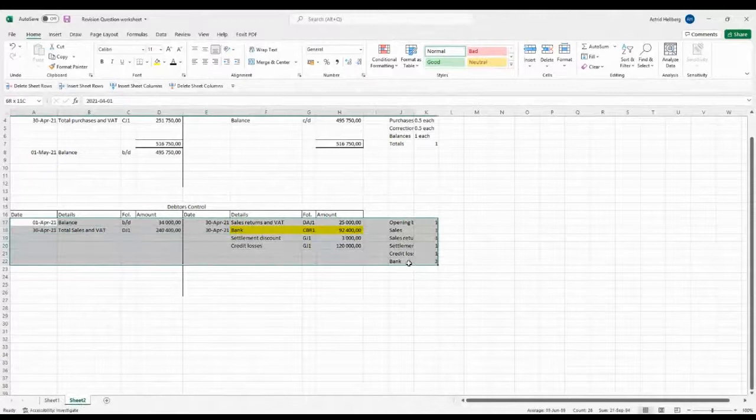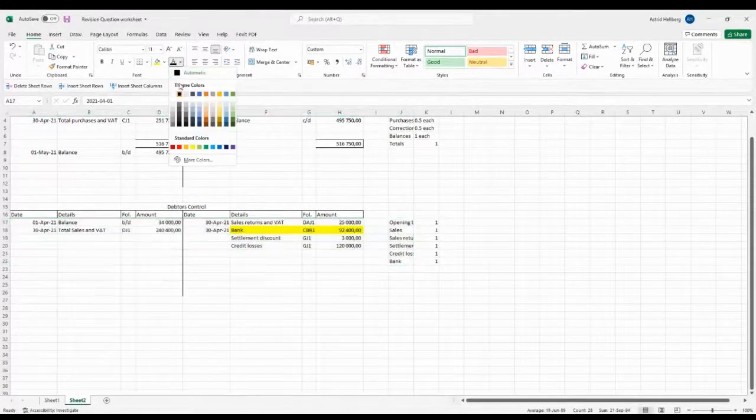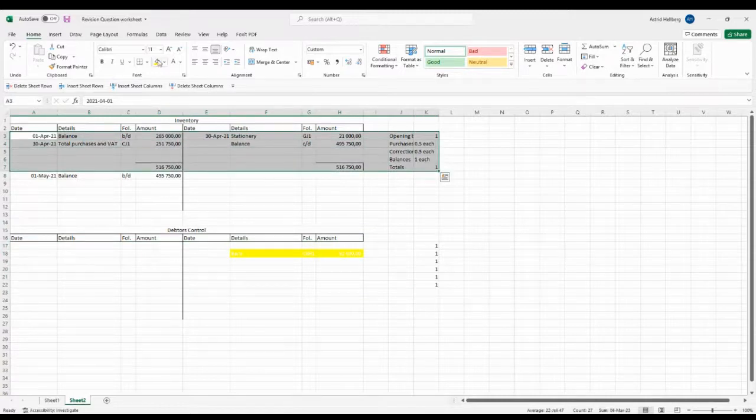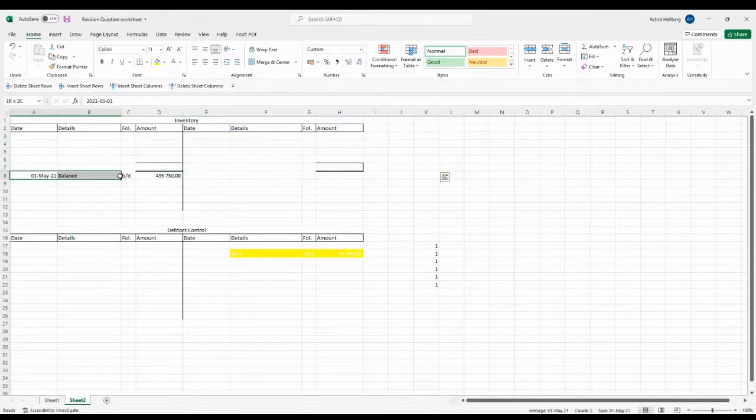Okay, then the last bit of information that they've asked us for was to do the general ledger accounts. So if we read the information, they said that the inventory had a balance of 265. So our inventory has a debit balance of 265. And our debtors control had a balance of 34,000. So those are our balances.